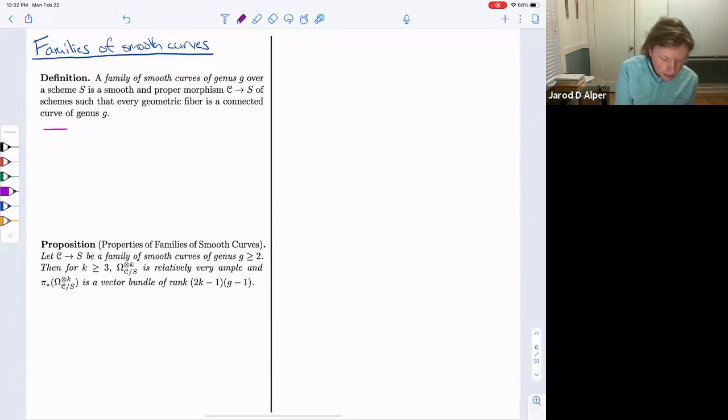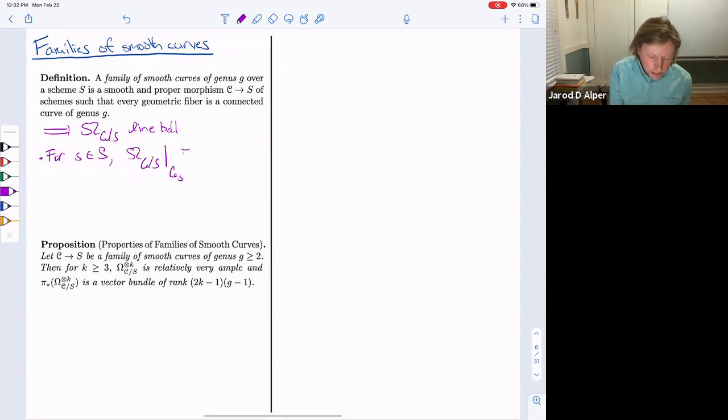And there's always this line bundle. The relative sheaf of differentials is always a line bundle. And it behaves well, in that it restricts under any base change, but in particular, if I restrict to a point. So if I take this relative sheaf of differentials and restrict to the fiber over a point s, then this is identified with the sheaf of differentials of this curve over the residue field.